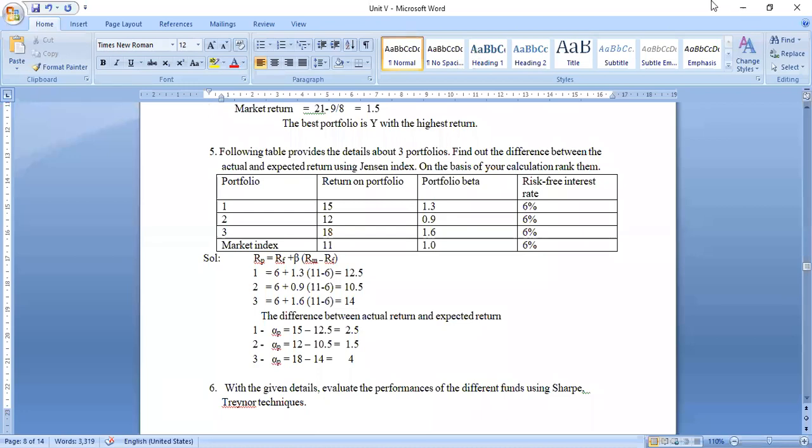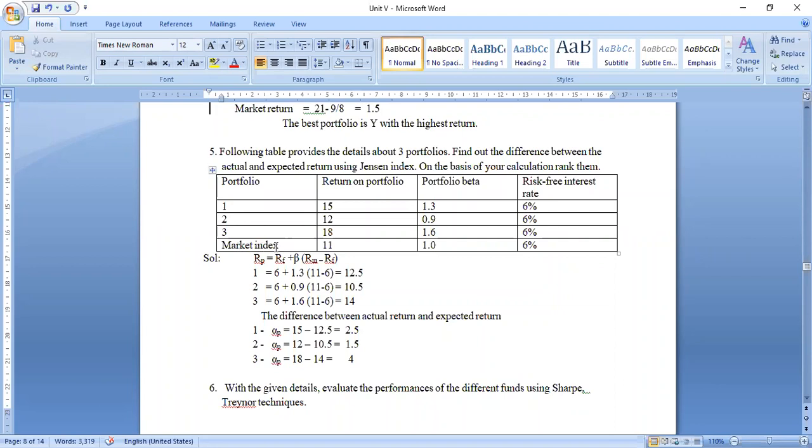Now we will move on to the next problem, the fifth problem. The question goes like this. The following table provides the details about three portfolios. Find out the difference between the actual and expected return using the Jensen index. On the basis of your calculation, rank them. Now the ranking is always based on the values, with the highest amongst the portfolios ranked first. Here we have three portfolios.